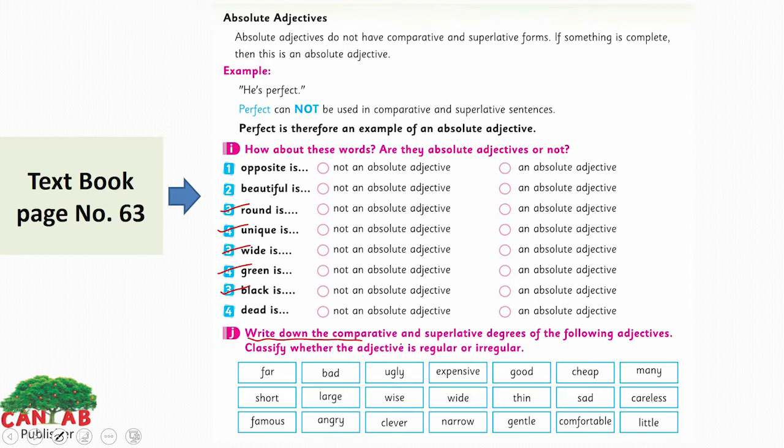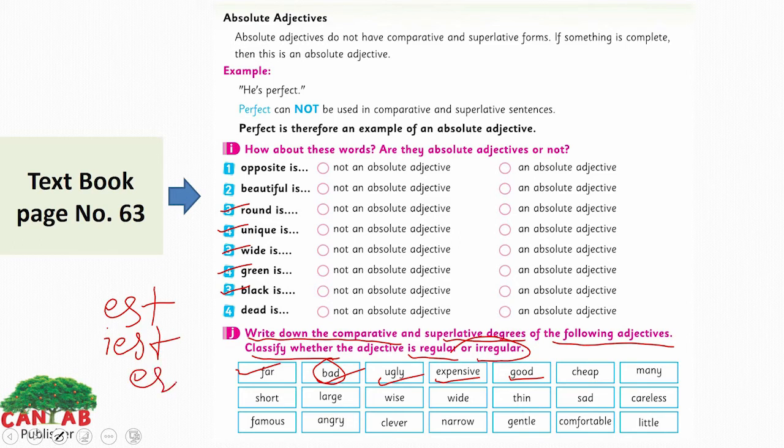Another section: write down the comparative and superlative degrees of the following adjectives. Classify whether the adjective is regular or irregular. We have discussed the regular and irregular, both superlative and comparative degrees of adjectives. You have to find out what are these: far, bad, ugly, expensive, good. Let me explain. The word bad here is irregular because we can't add est or iest or er to make it comparative and superlative degree. It has its own comparative degree words.